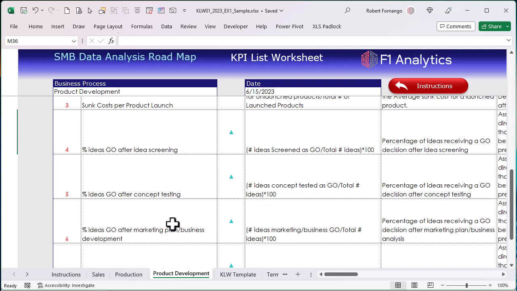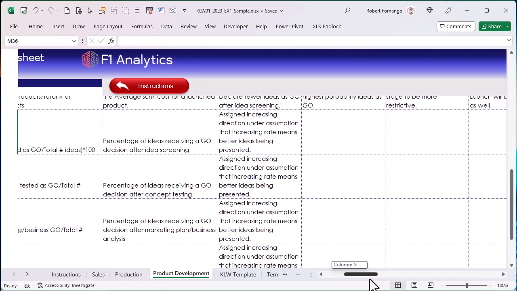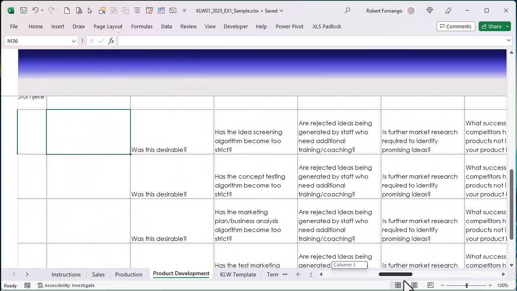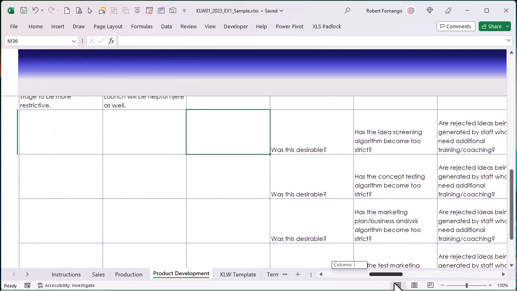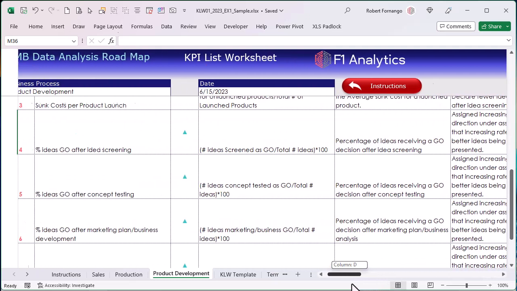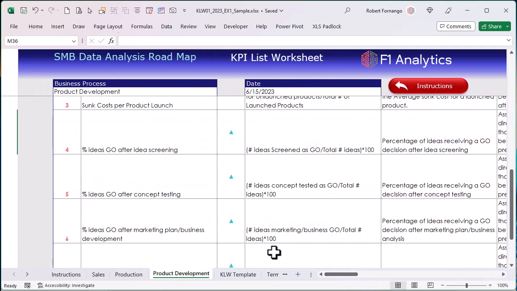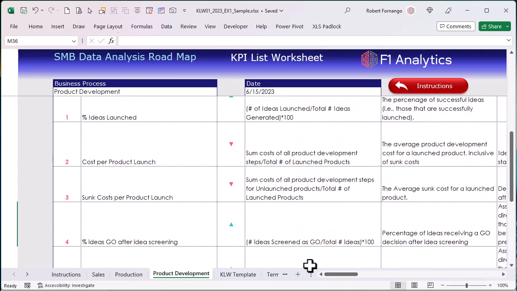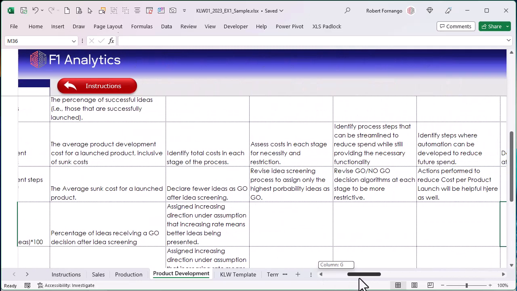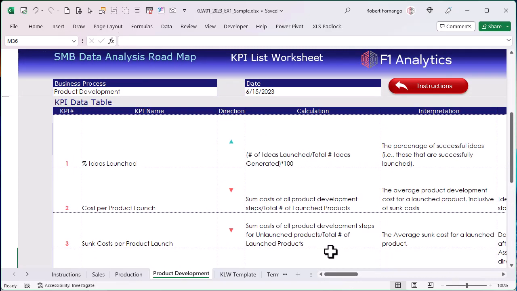So for each KPI, then, I've also included potential actions to take if the KPI moves in a direction that we don't want it to change in. So if it's a metric that's supposed to go up, I include actions on decrease. And if it's a metric that's supposed to go down, I've included actions on increase, so that you can see what some potential actions would be there.